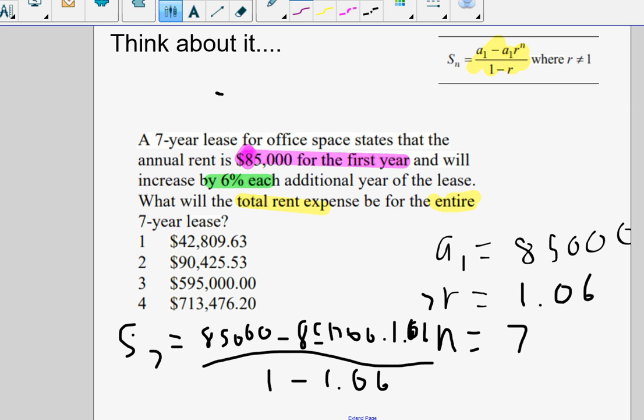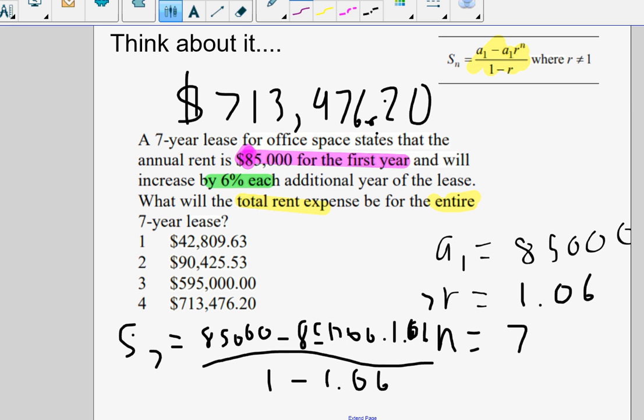I got $713,476.20, because remember, we're always rounding money to the nearest cent. Can you see that decimal there? Bad handwriting.